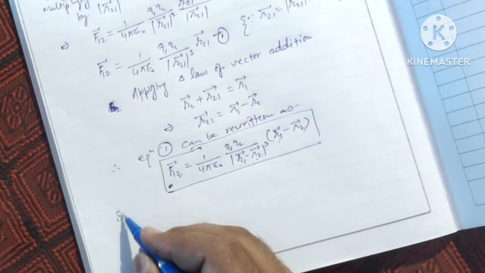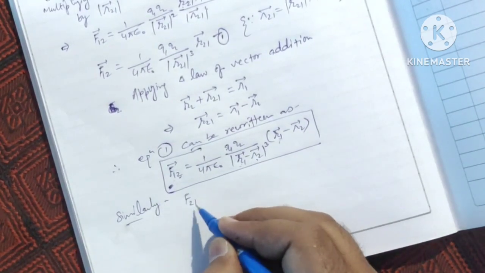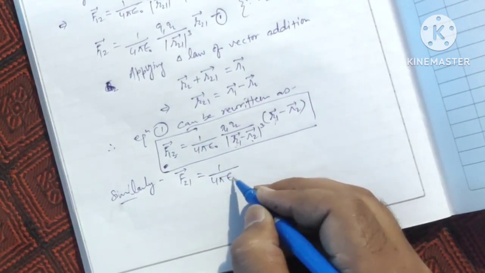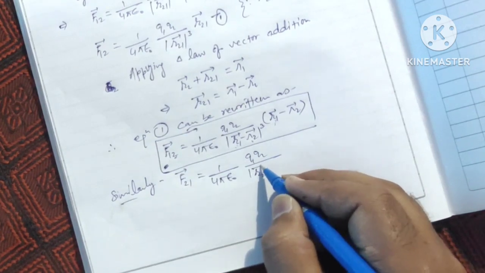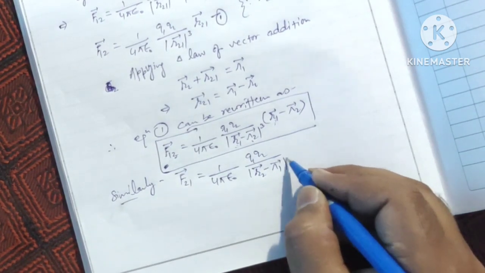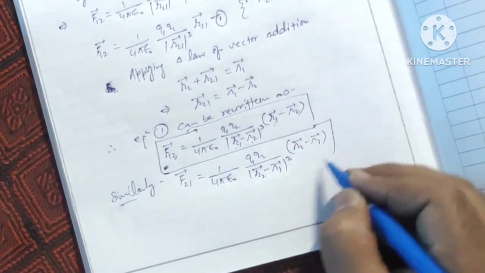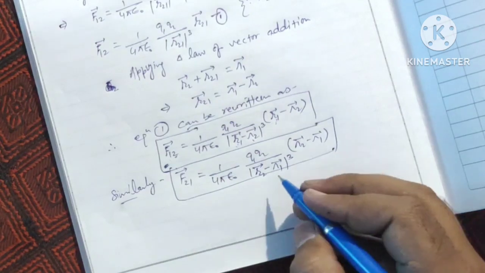All right, similarly I can write another force. The force experienced by another charged particle, meaning 2 due to 1, and that can be written simply by interchanging 1 by 2, means it would be like magnitude of r2 vector minus r1 vector cube into r2 vector minus r1 vector. Okay, so these are the forces in vector form.